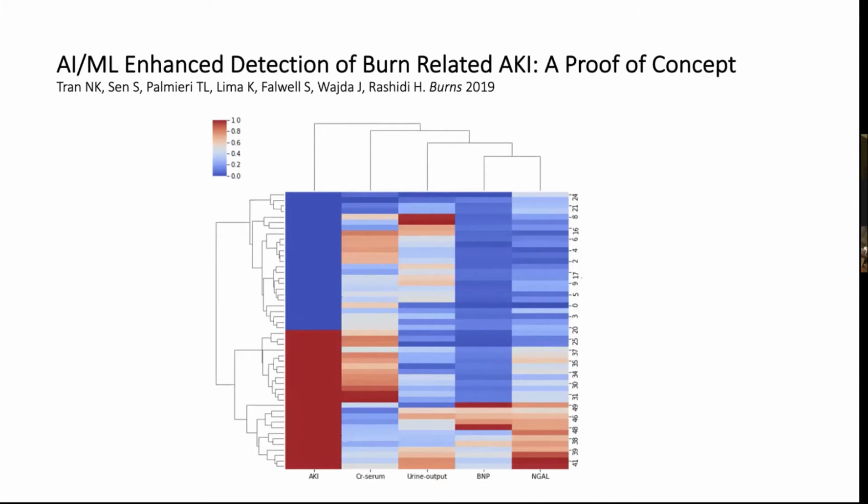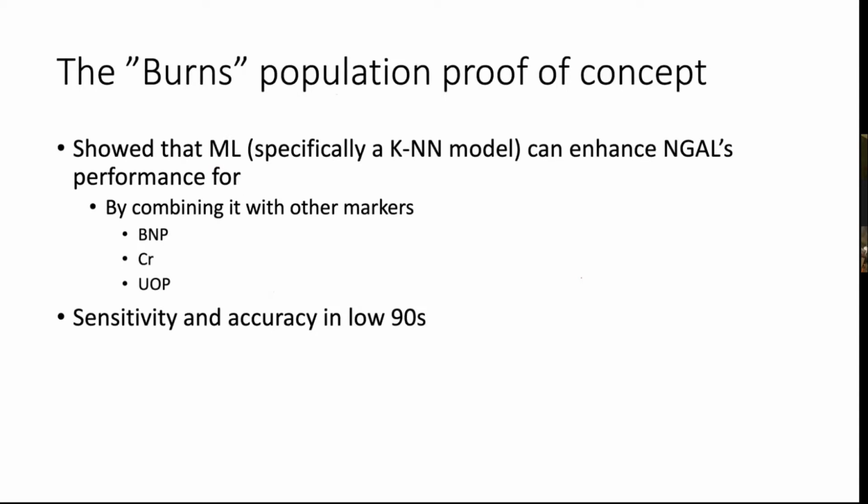And so it may not have the best performance. It definitely outperforms the KDIGO, but it definitely has room for improvement, as we've seen here. So our goal here was to see, can we use machine learning? And we actually found one of the simplest models, the KNN, the K-nearest neighbor model, could actually enhance NGAL's performance. And it was able to enhance it by combining it with other biomarkers like BNP, creatinine, and urine output. And by doing that, we were able to bring the sensitivity and accuracies into the low 90s. And so that was a huge bump.